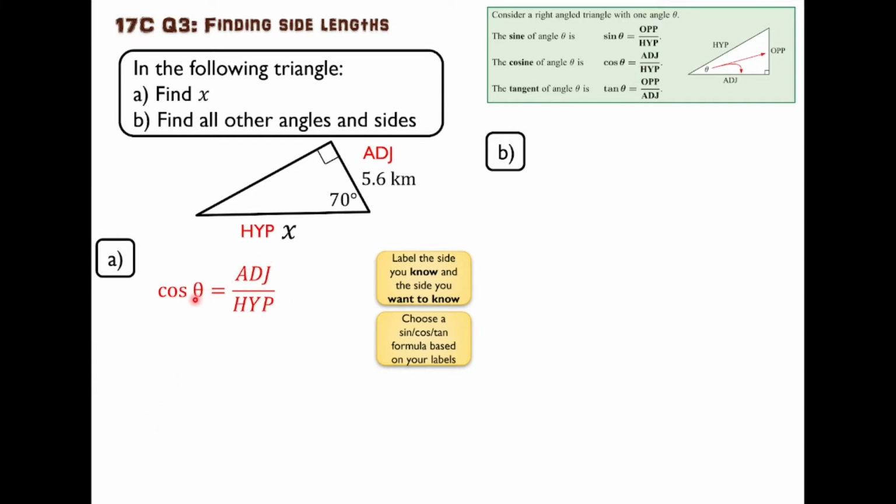Now we'll replace theta with the angle. So we'll replace theta with 70, because that's the angle we're talking about. That's going to be a fraction. The top of the fraction, the numerator, is the adjacent side. And the adjacent side here is 5.6. The denominator, the bottom of the fraction, is the hypotenuse. And the hypotenuse in this diagram is x.